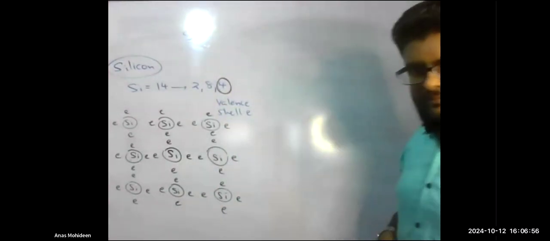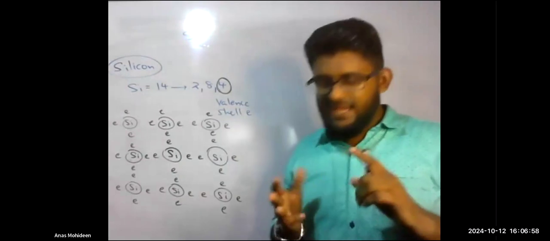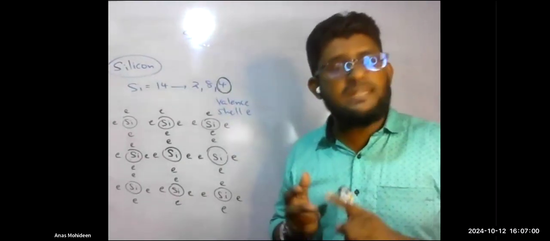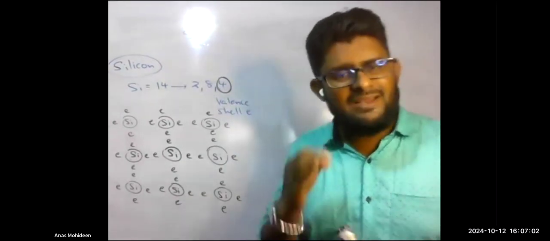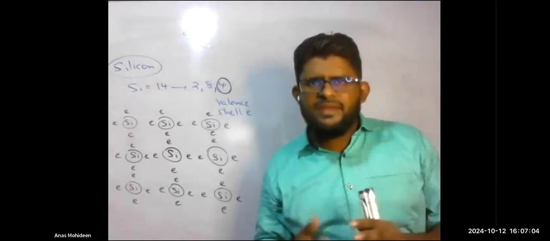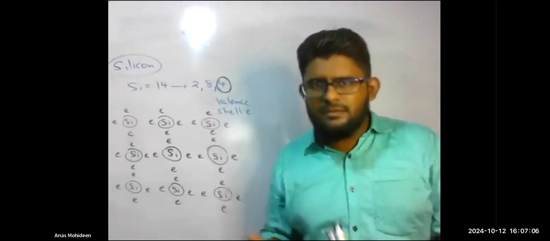Silicon lattice is formed. And what type of lattice is it? Is it an ionic lattice or an atomic lattice? It is an atomic lattice. Ionic lattice means it is formed by ionic compounds, right?